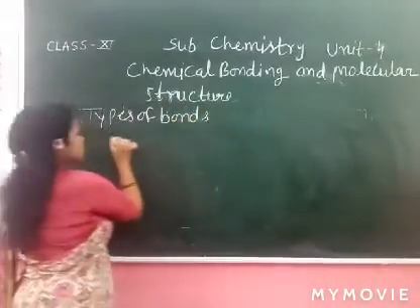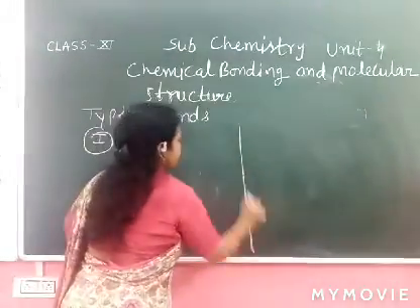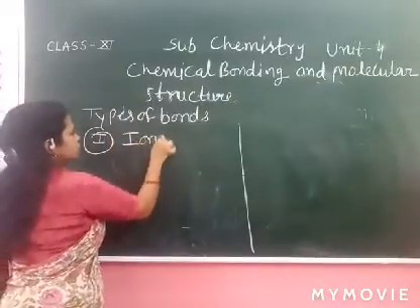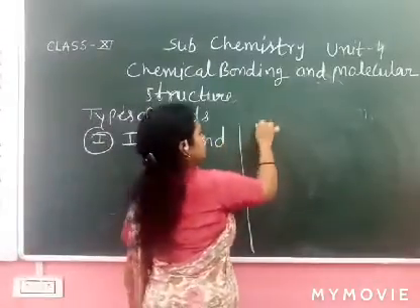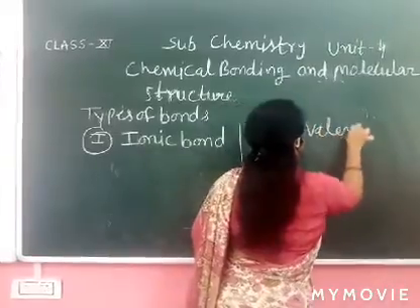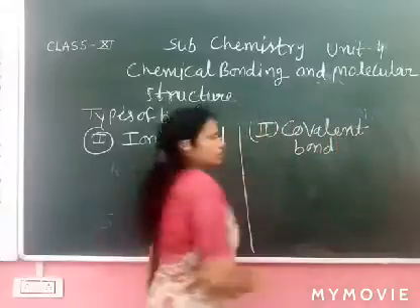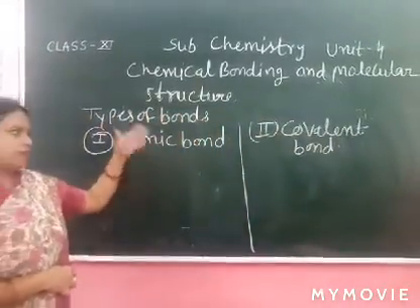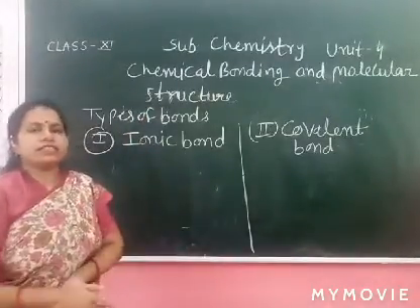So here we discuss the two types of bond. We further differentiate: first is ionic bond and second is covalent bond. The points we will discuss are the definition, their examples, their physical properties, and their general characters.